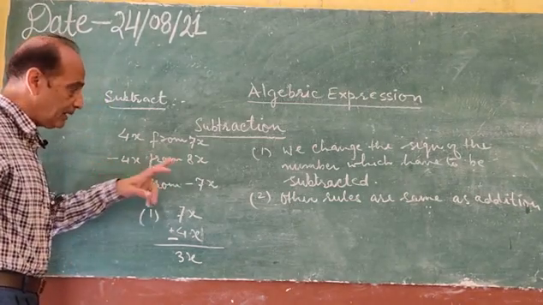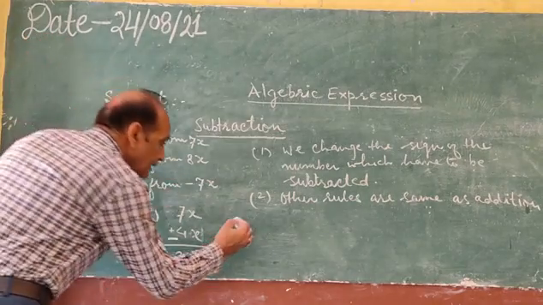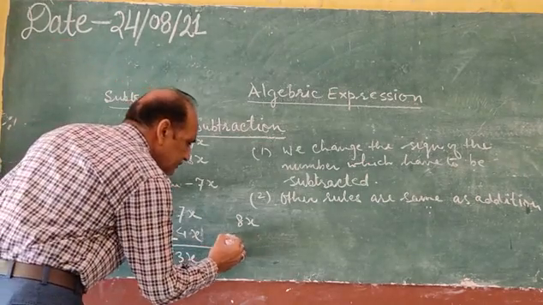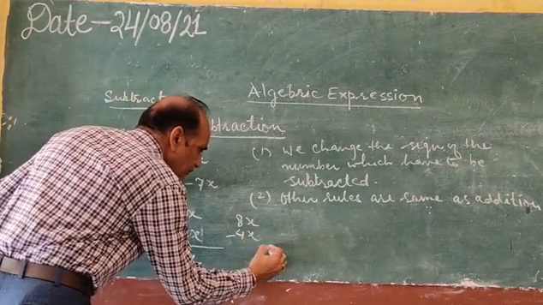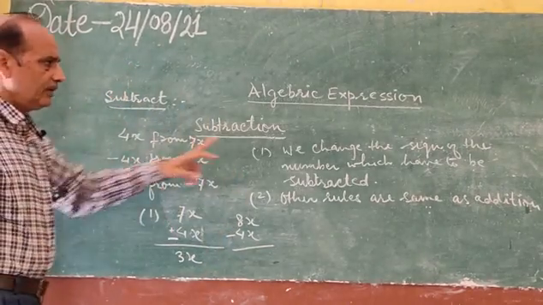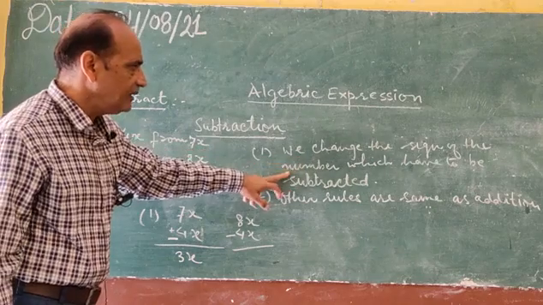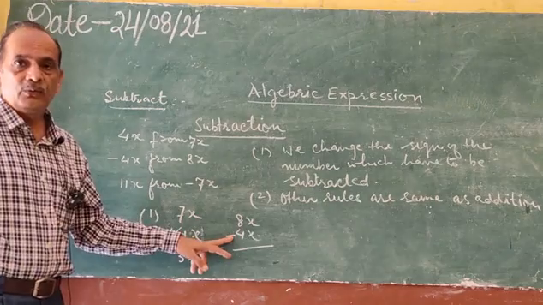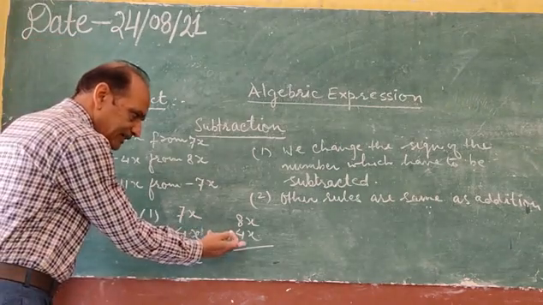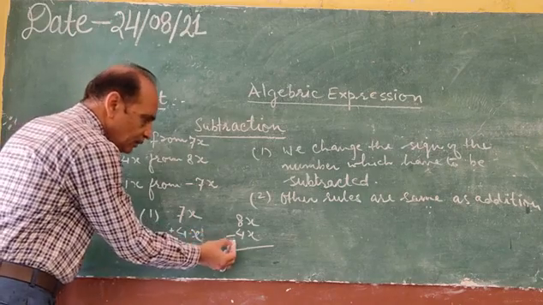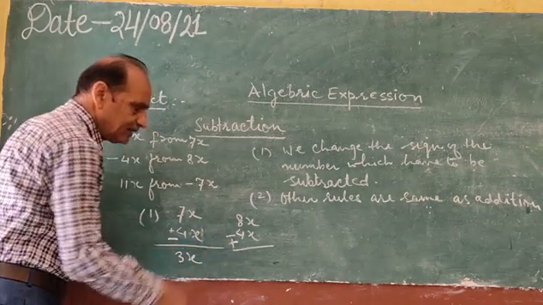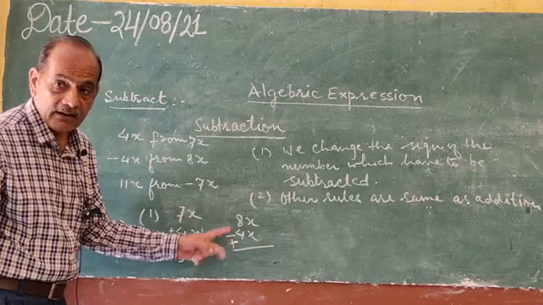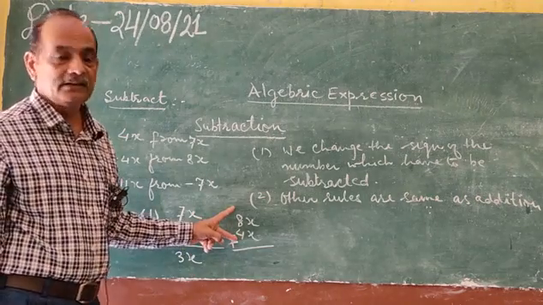Okay, second question is minus 4x from 8x. First we will write which number? 8x. We will write 8x, then minus 4x. Now first rule, we change the sign of the number which has to be subtracted. Here which number has to be subtracted? 4x. So minus 4x is given in the question, we will change the sign of 4x, and it will be plus. Now 8x and 4x are numbers of same signs.